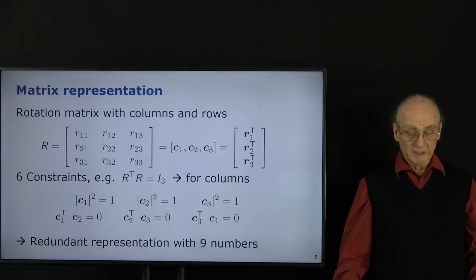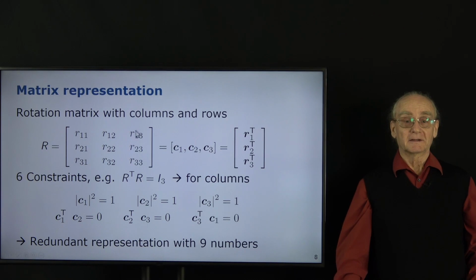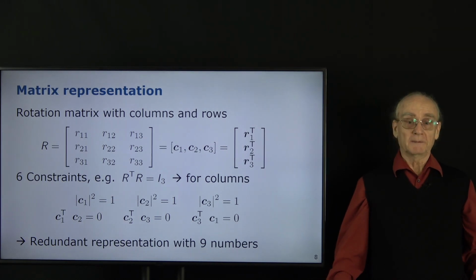Now let's assume you have given the 9 elements of a rotation matrix, let's say with 15 digits, between -1 and +1.